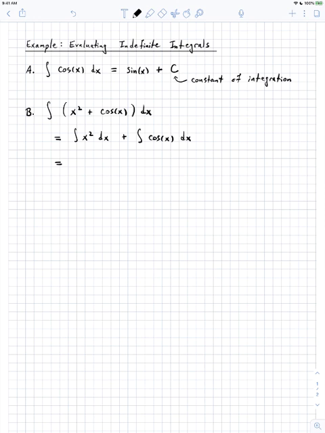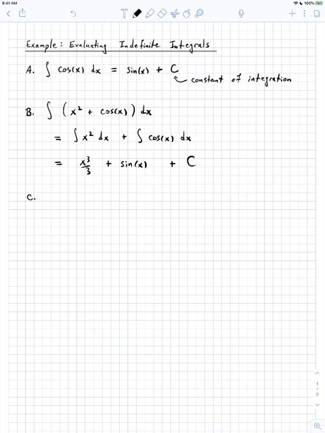An antiderivative for x squared is x cubed over 3. An antiderivative for cosine x is sine of x. And then at the end you just tag on a plus c. You don't need 2 plus c's, you only need 1 plus c. Alright, that's example B. Let's do another one.